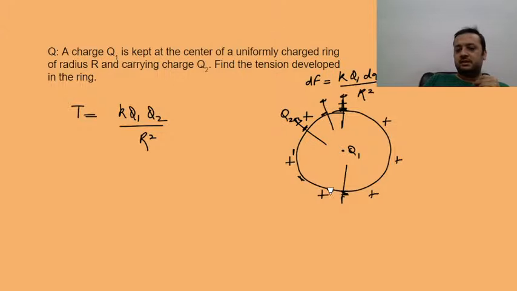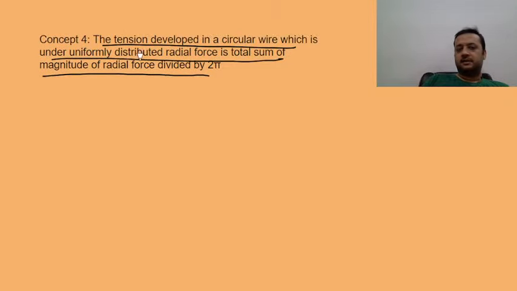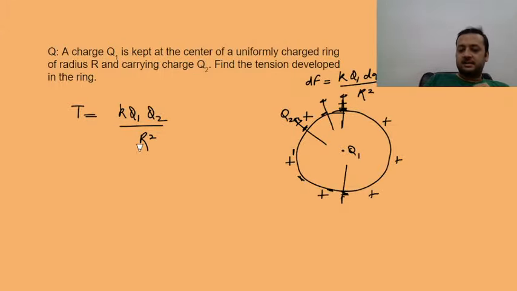And this force has been distributed uniformly on the ring. So if you go back to the statement, the tension developed in the circular wire is the total uniform force divided by 2 pi. So what will be the tension? This is the total sum of the magnitudes of the force which was acting on each element. If you add up the force acting on each element magnitude-wise, the value will be k q1 q2 by r square, and this divided by 2 pi. So this will be the value of the tension that will come in this ring.